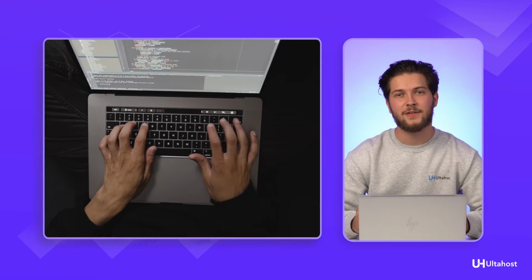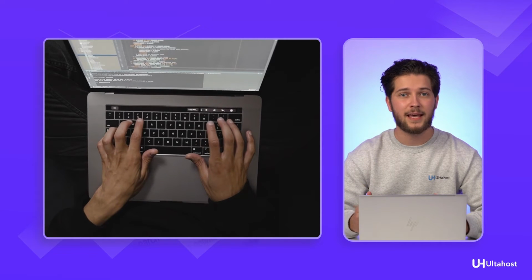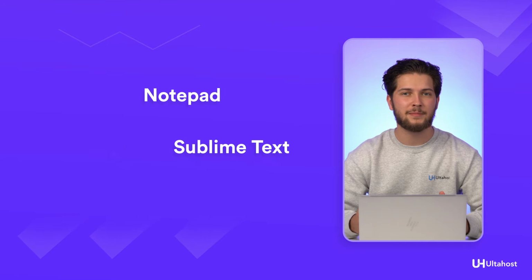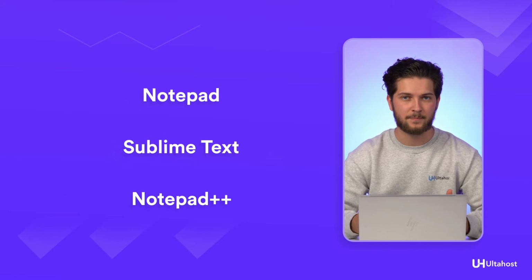The robots text file is a simple text file that can be edited with any text editor, including Notepad, Sublime Text, or Notepad++. You may want to create a backup copy of the original file before you start editing it, just in case something goes wrong.